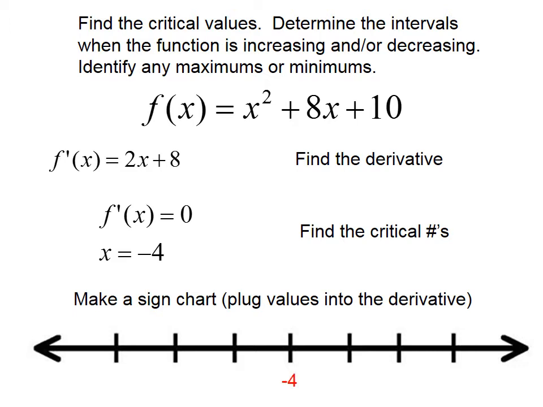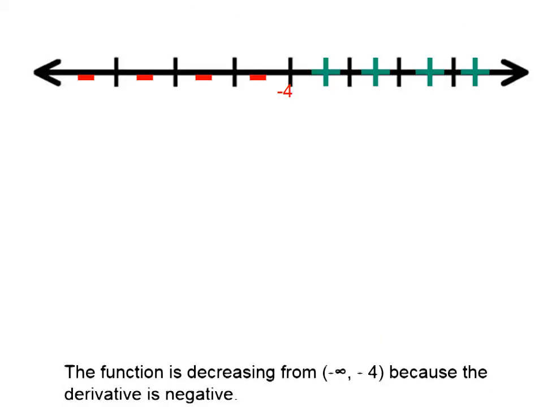We're going to take values slightly to the left of negative 4, so let's say negative 5, and evaluate the derivative at negative 5, and we find that we get negative values because negative 5 times 2 is negative 10, plus 8 is negative 2. If I take a number greater than negative 4, let's say negative 3, and I substitute it into the derivative, I get 2 times negative 3 is negative 6, plus 8 is positive 2, so those numbers are positive. So I can see that my derivatives go from negative to positive, and therefore there is a local minimum.